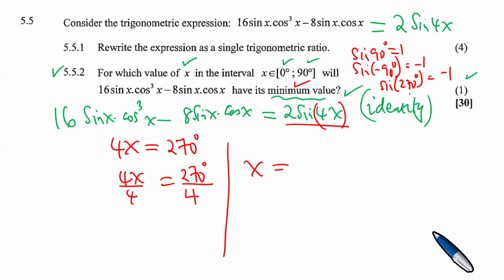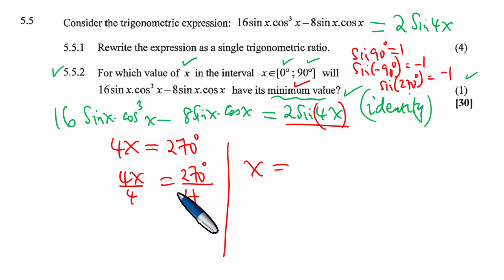But it's outside the range. Yes, it is outside. But remember, we divide by 4. We must divide by 4. That is why the examiner put it between 0 and 90. We must divide by 4 here. If this 4x can be 270, because 270 is a positive angle, we divide by 4, so we have 270 divided by 4.